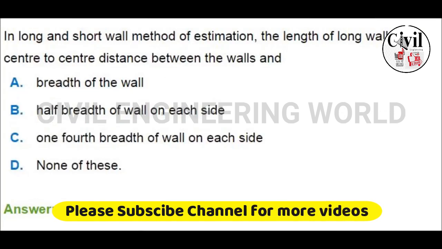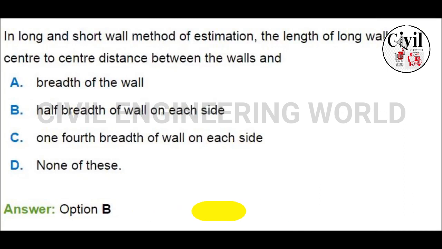So in long and short wall method of estimation, the length of long wall is the center to center distance between the walls and half breadth of wall on each side. So B is the correct answer. I think you already know it.